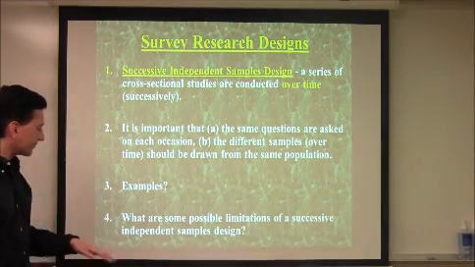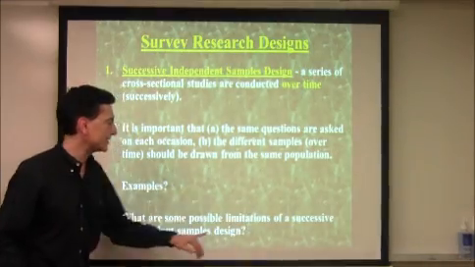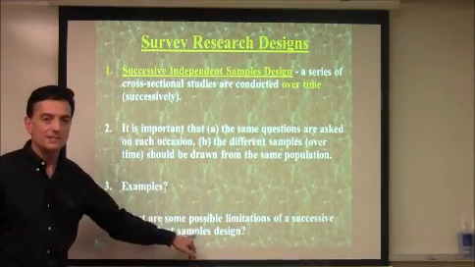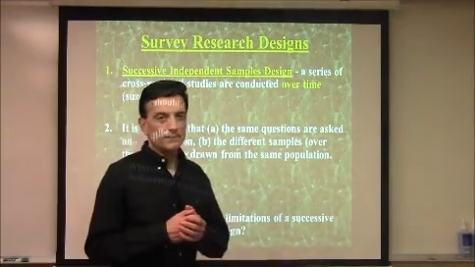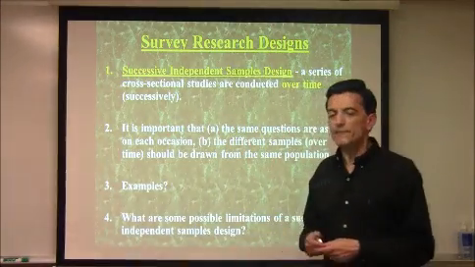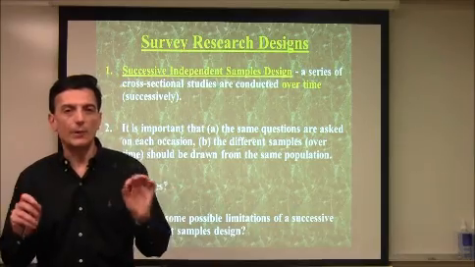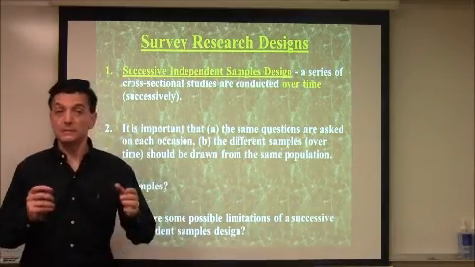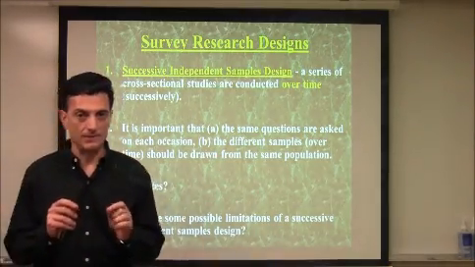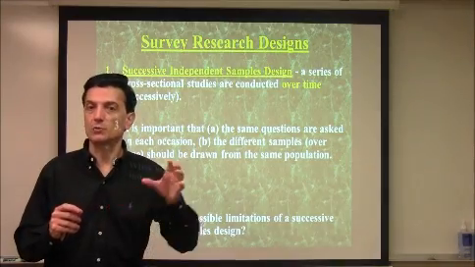Okay, welcome back. We might ask, what are some possible limitations of a successive independent samples design? And one idea that might come up is that even though we're showing how a group of people might change over time, we're not showing how an individual changes. And sometimes psychologists are very interested in that issue. How do individuals change across time?